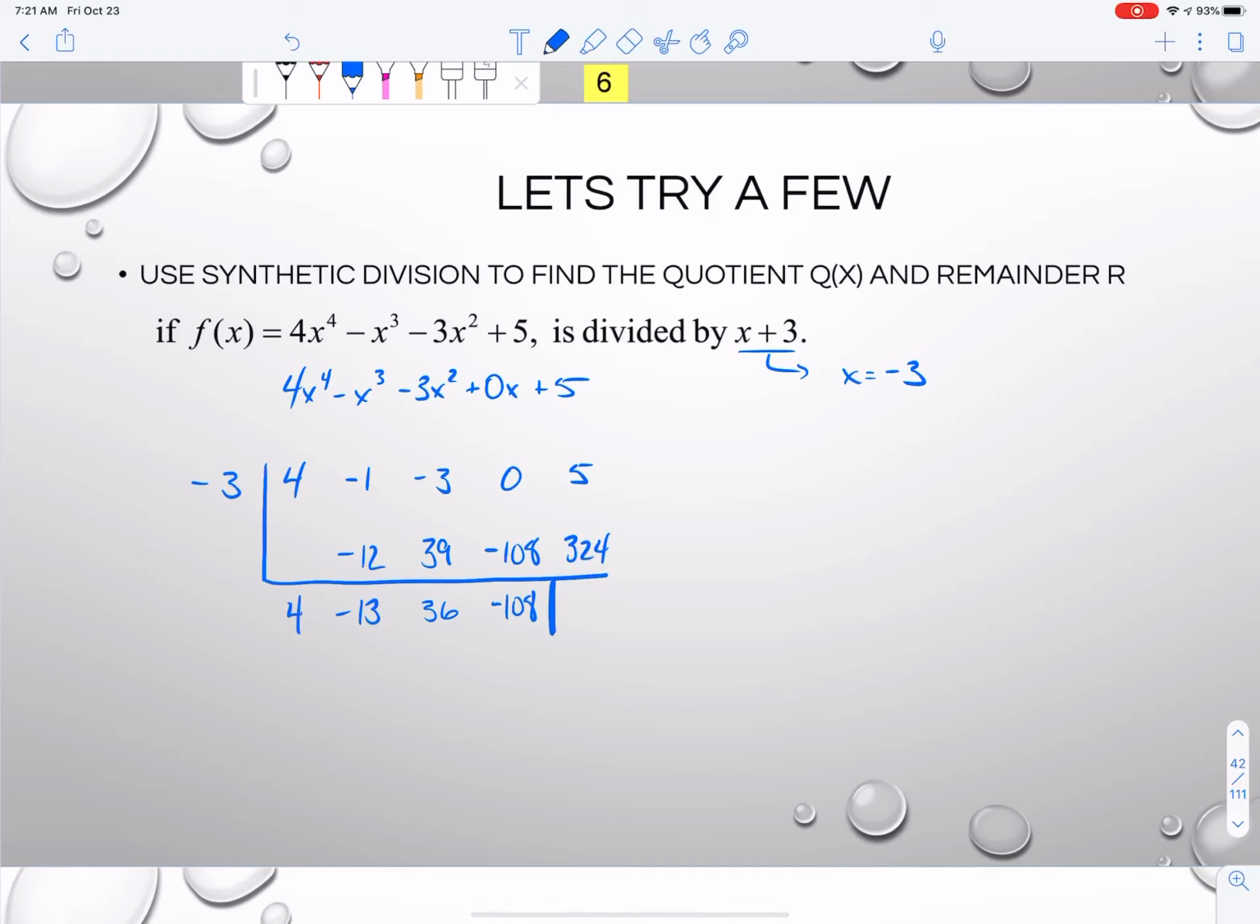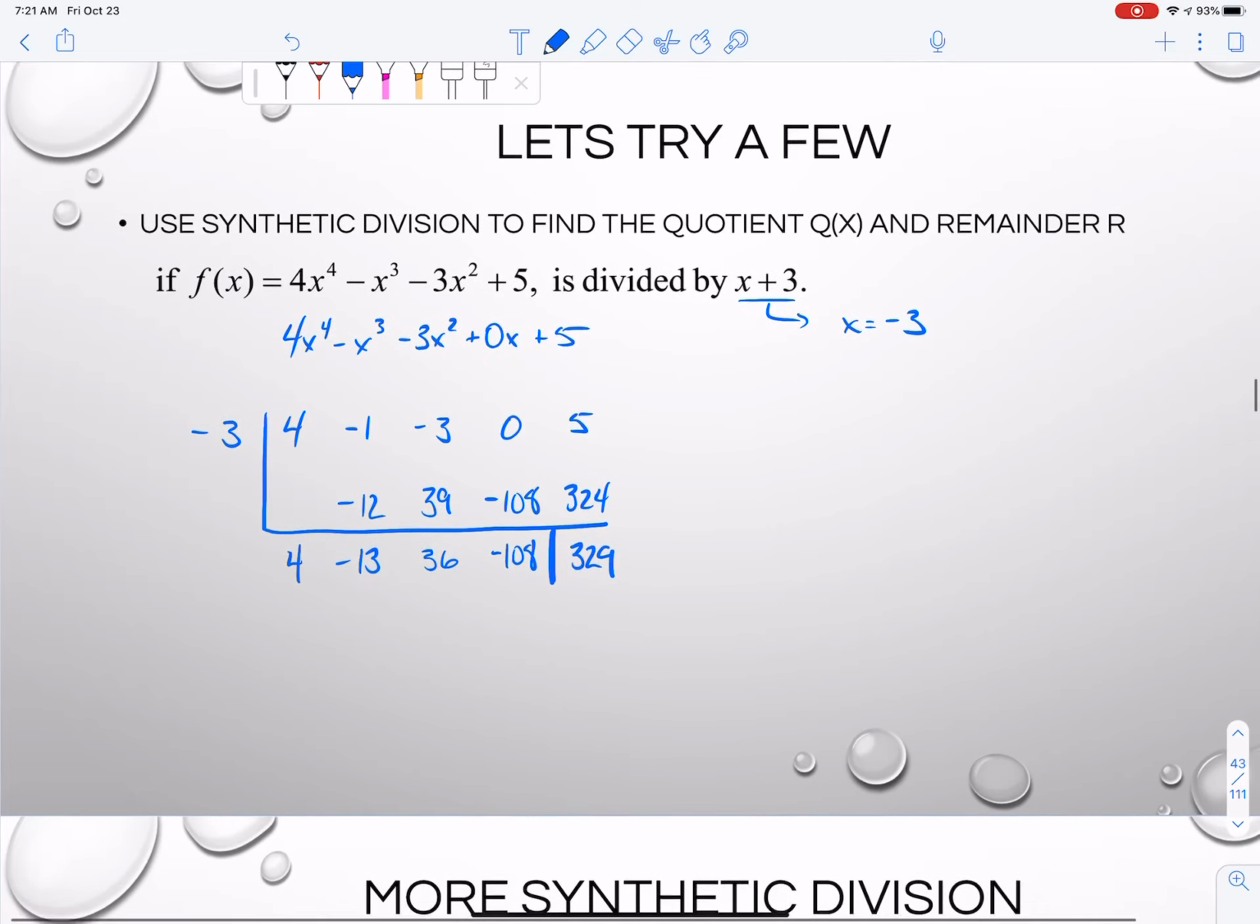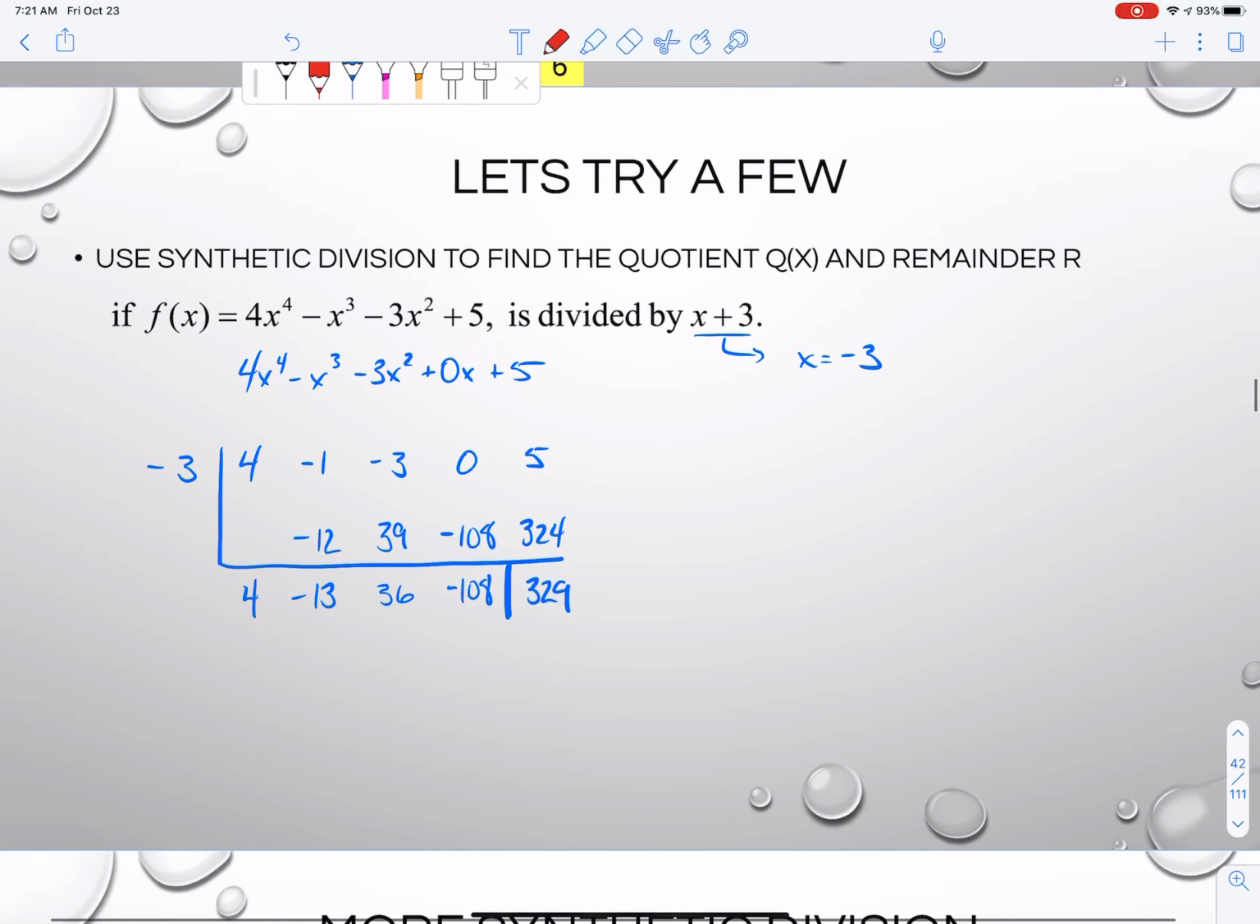Now, I typically put a vertical bar here before the last term, and I'll talk about why in a second. And here I get 329. So this portion to the left of that bar, before the last term in the bottom row, is my quotient. This is my remainder. Okay, so here I found that f of negative 3 in this case is going to equal 329.